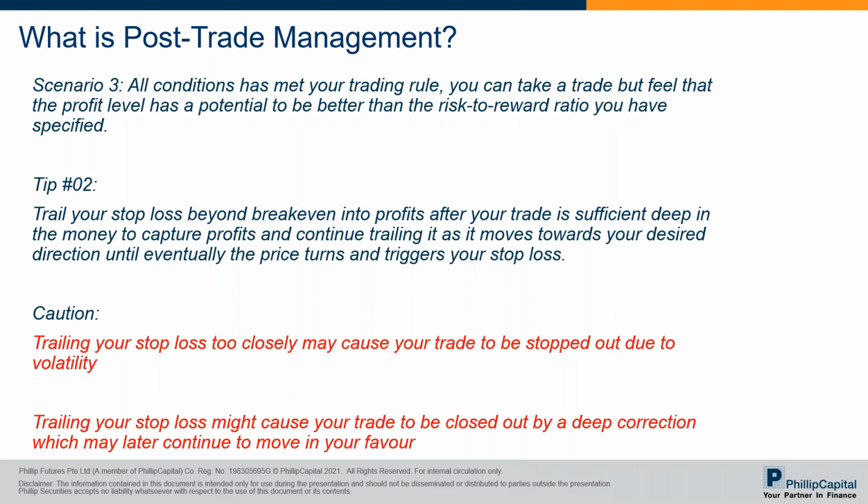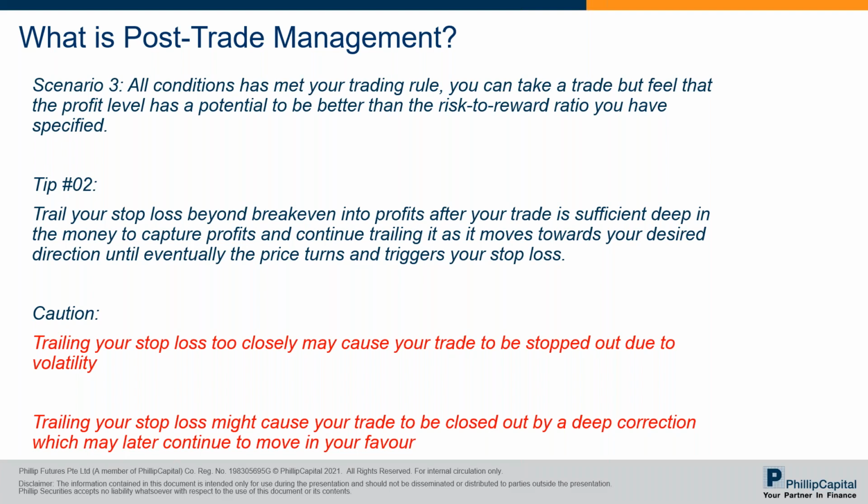So scenario 3, all conditions have been met, you take a trade, but you feel that despite putting a take profit level, using back the example of Tesla, right? You entered the trade at $1,000. You think that the take profit level could be $1,100, but maybe there is a potential that it could go up to $1,500 or $2,000. So what do you do then?